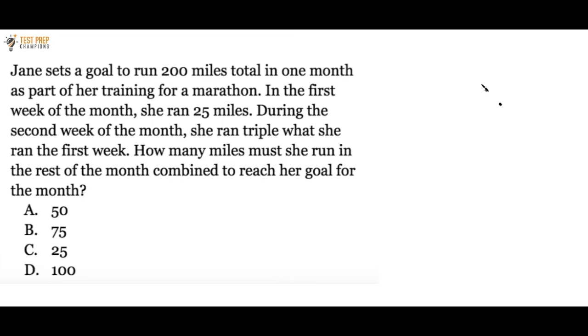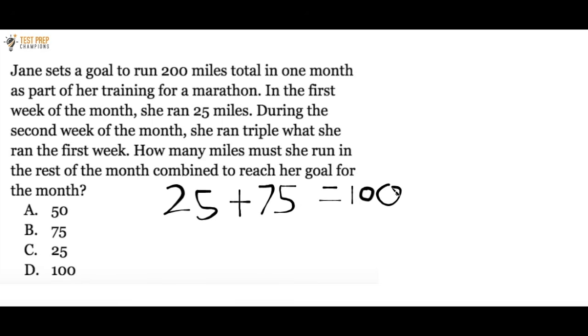Okay, so first of all, let's add up the amount that she ran initially. In the first week, she ran 25 miles, and then she ran triple that the next week. So 25 times 3, or triple 25, is 75. 25 plus 75 is 100. So in the first 2 weeks, she ran 100 miles, and her goal is to run 200 miles total.